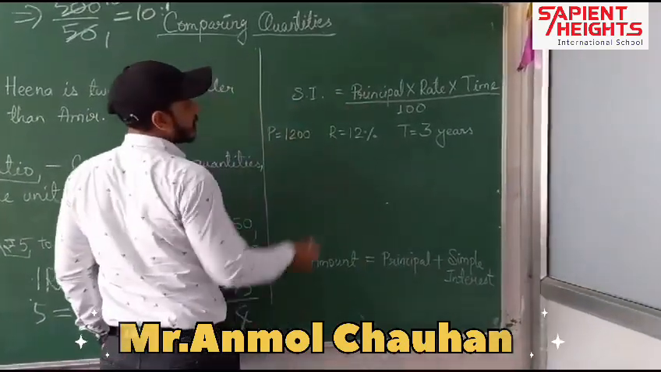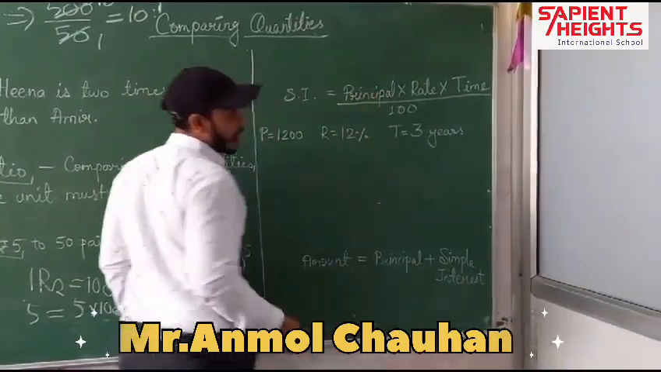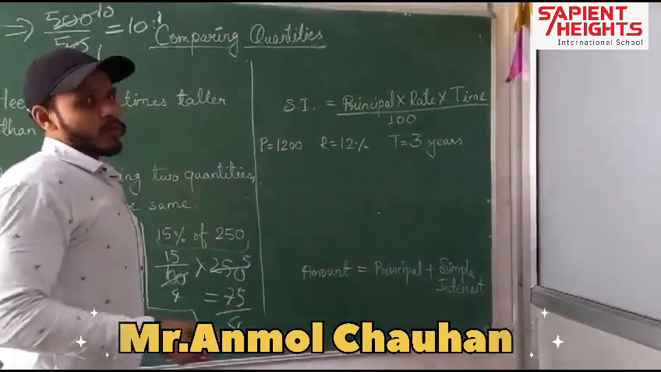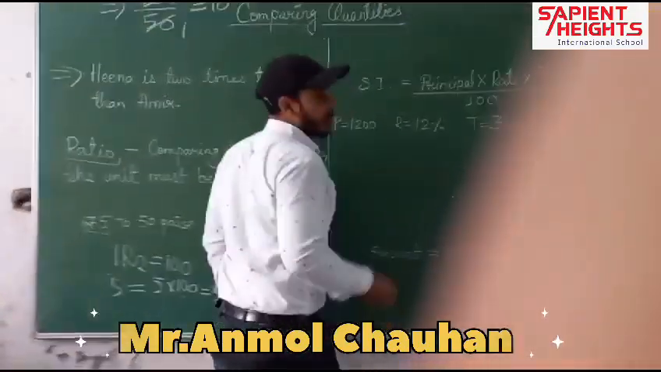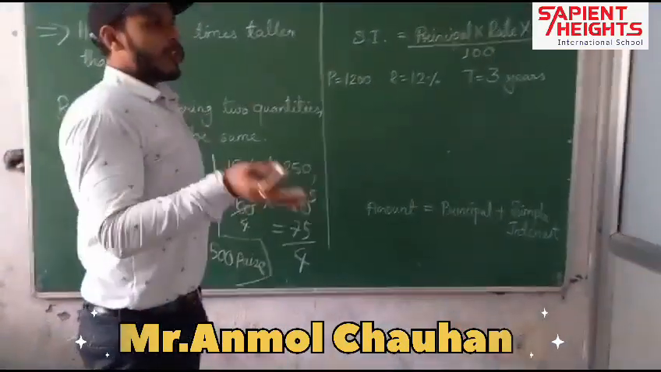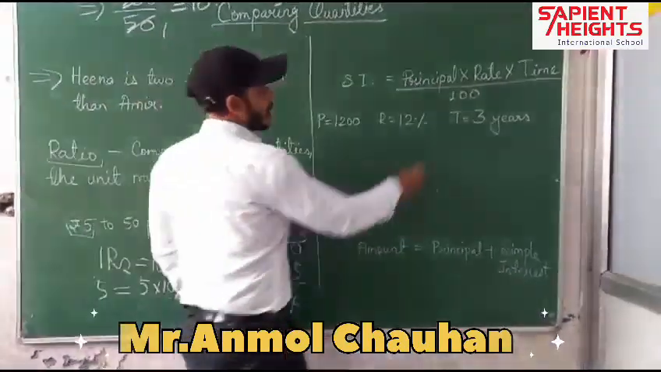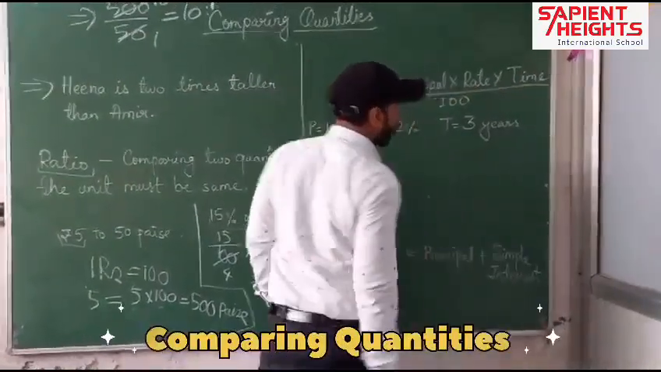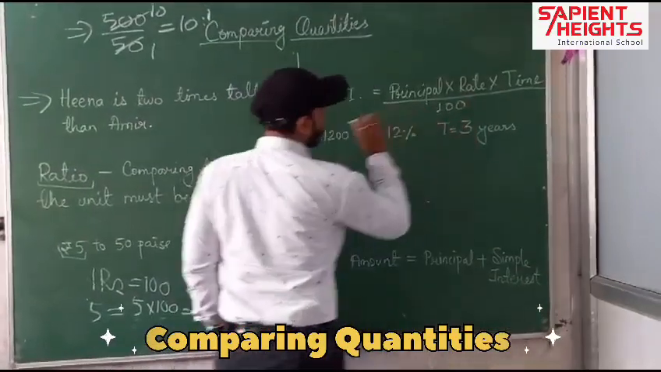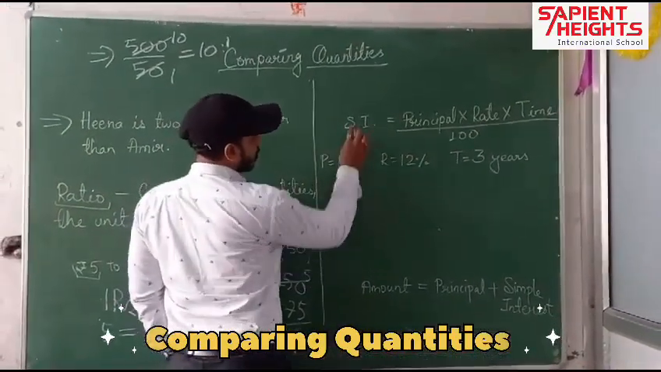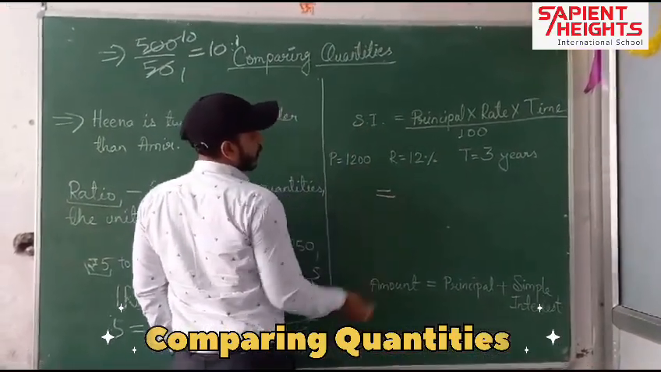Let's understand the terms one by one. What is principal? The amount which we borrowed is our principal amount. Rate of interest: the interest rate which we pay for that amount is our rate, and then the duration for which we borrowed the amount. After doing the multiplication of these things, we get the simple interest.